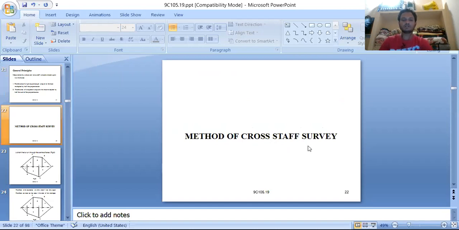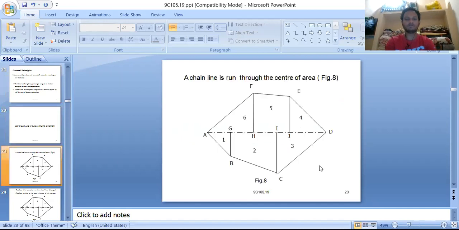Now we'll discuss how the cross-staff survey is conducted in the field. So let us discuss the method of cross-staff survey. In this diagram, we can observe a boundary A, B, C, D, E, F, and we are going to find out the area of the boundary.